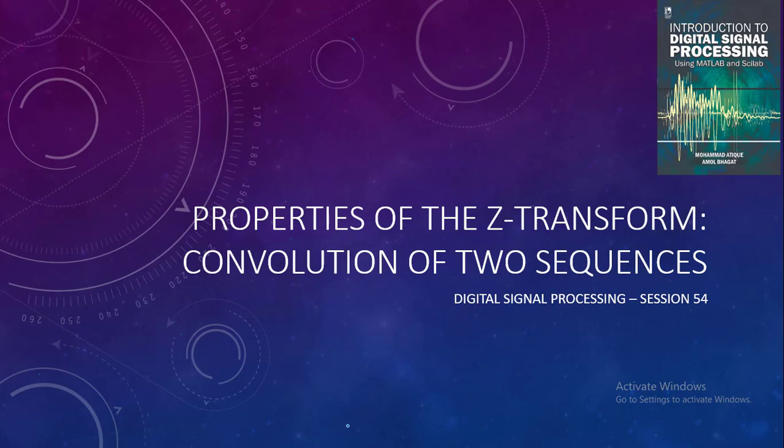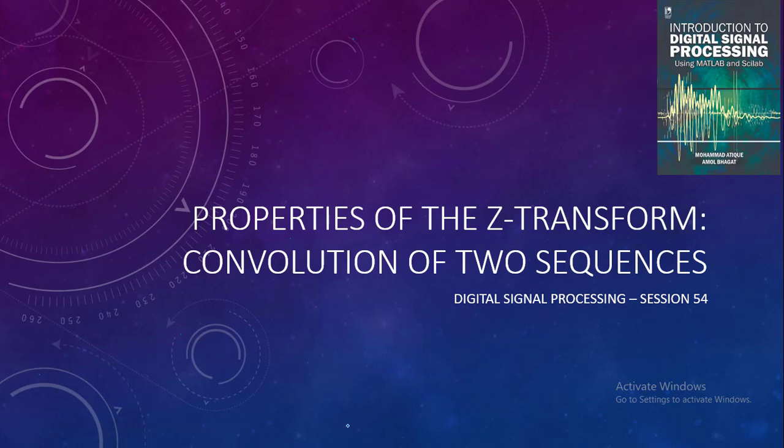In previous sessions, we had discussed properties of Z transform. Started with the linearity property, then we have seen time shifted property, then we have seen scaling in the Z domain, we have seen time reversal property, and in previous session we had discussed the differentiation in the Z domain property. In today's session, we will be discussing another property of Z transform, that is convolution of two sequences.